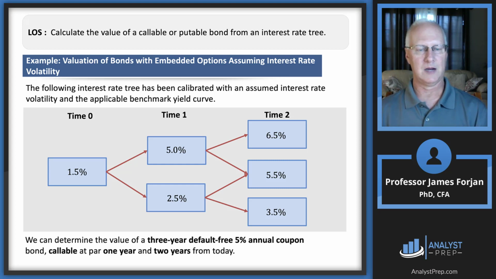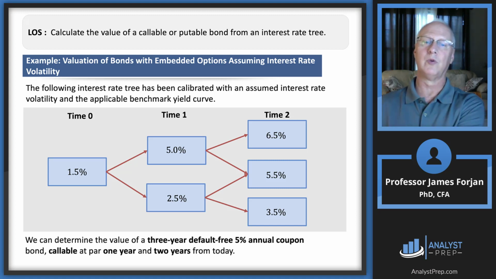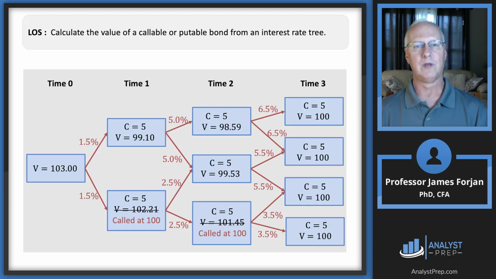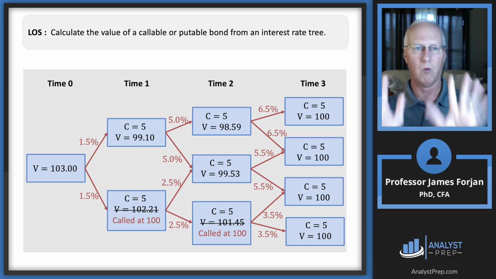So look down at the bottom. What are we doing here? We have a 3-year default-free 5% annual coupon bond, callable at par 1 year and 2 years from today. So let's go ahead and figure out how we work through this backward induction, how we cross off some market values or theoretical values, and we continue to take present values. Now, what we've done for you is we've put together this slide, and I have this duplicated in 3 or 4 slides below. So let's not worry about the math here, but I want to show you exactly what you're doing in this process.